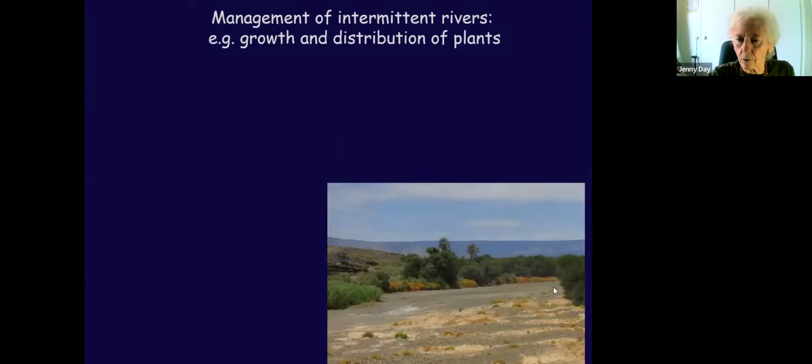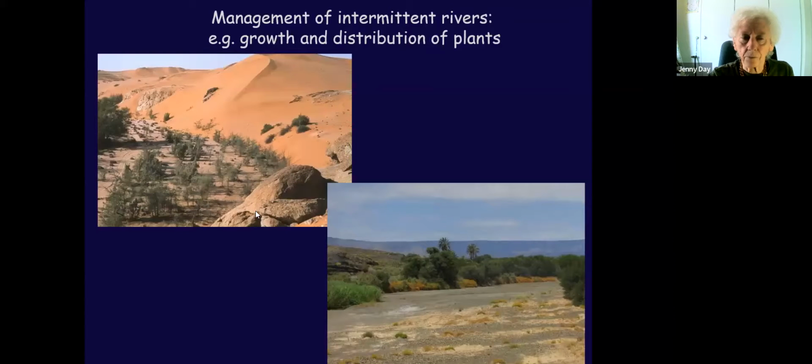Even plants within the riverbed. This is the Tankwa River. You can see that there are lots of small plants growing on this side of the riverbed and none on that side, which indicates that when there's flow, it's actually coming round that side, and it will only be very big floods that will remove these plants. So simply knowing something about the distribution of small plants and trees is really helpful.